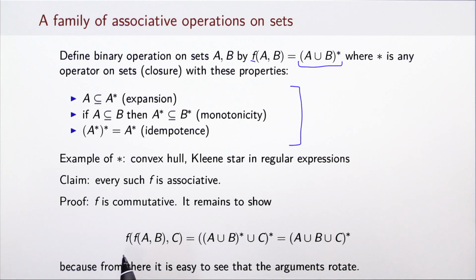Now if we look at the left-hand side of the associativity law, we see that it expands to A union B star, and then union C, and then the whole thing star. And we claim that this is in fact equal to A union B union C and the whole thing star. Okay, so this is the main thing that we need to show. Because if we show that, then A, B, and C play entirely symmetrical roles, so we'll have that the arguments rotate, and together with commutativity, we'll obtain associativity of F.